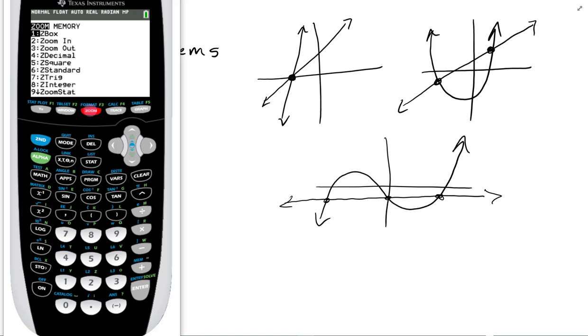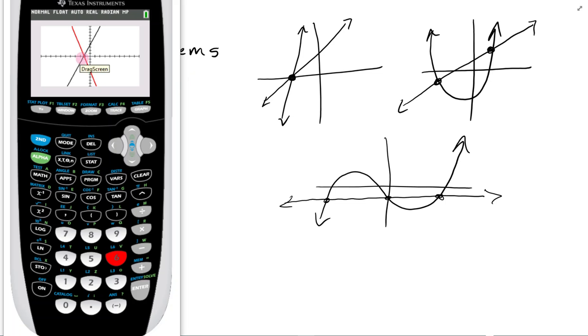I know that because a little while ago I did a Zoom 6. So I hit a 6. It's a standard viewing window. There's the first line. There's the second line. And there is a point of intersection. Now, that point of intersection might be at integer values, but then again, it might be at decimal or fractional values. So I really don't know, but I do see that the two lines are crossing.